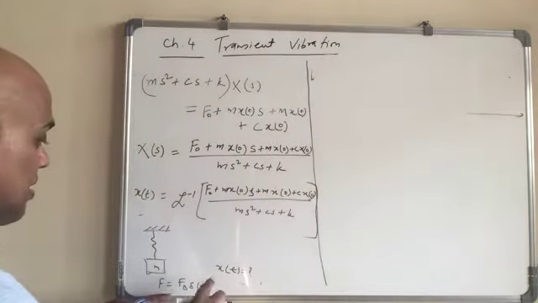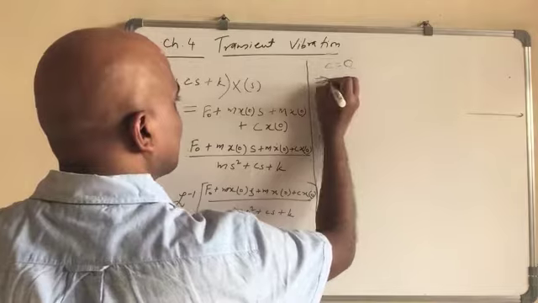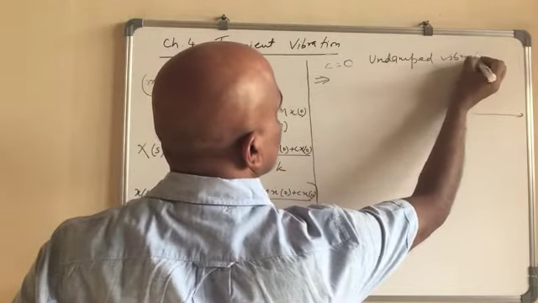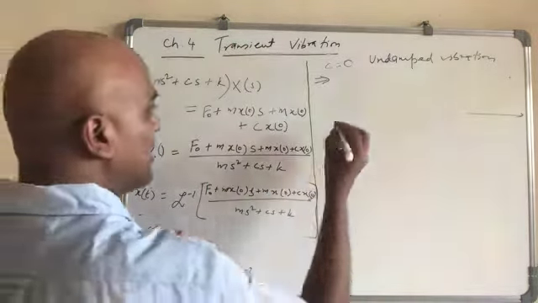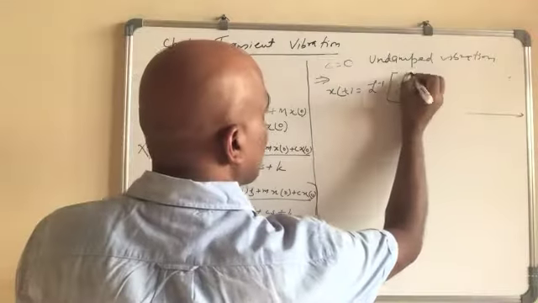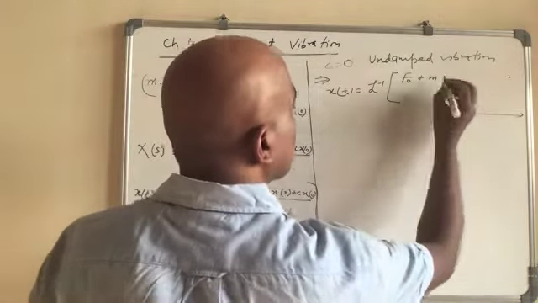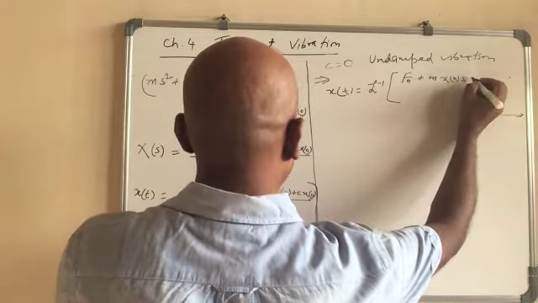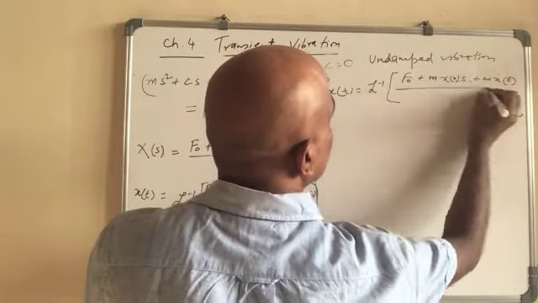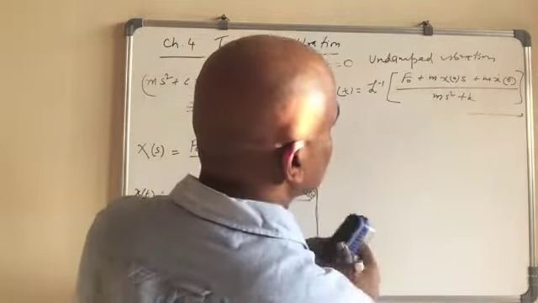So here you assume c equals 0, for undamped vibration, and what we get is x(t) equal to L inverse of (F naught plus m x(0) s plus m x dot(0)) divided by (m s squared plus k). So this is what we get.